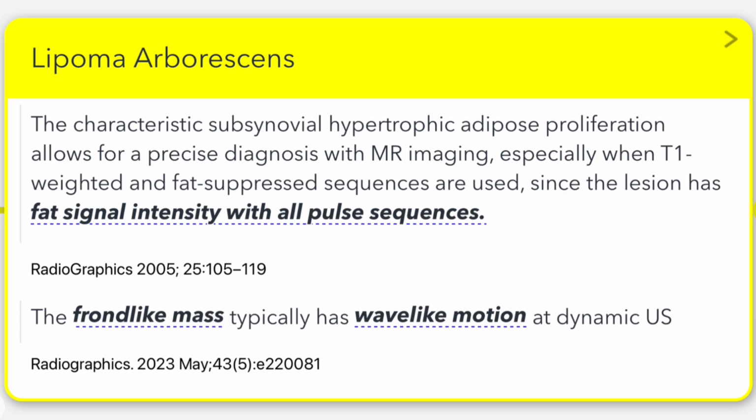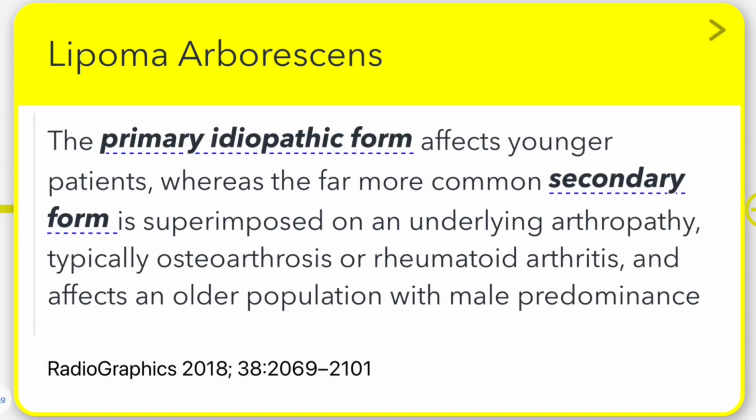Forms of Lipoma Arborescens. There are two forms of Lipoma Arborescens. Primary idiopathic form affects younger patients without any underlying joint pathology. Secondary form is more common and typically occurs in older populations, often superimposed on underlying arthropathies such as osteoarthrosis or rheumatoid arthritis, with a male predominance.